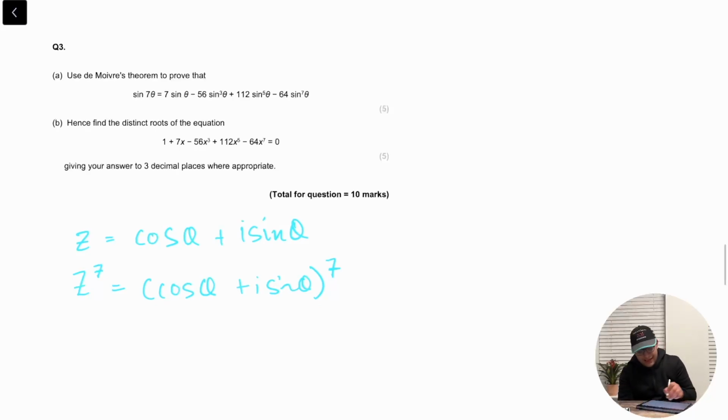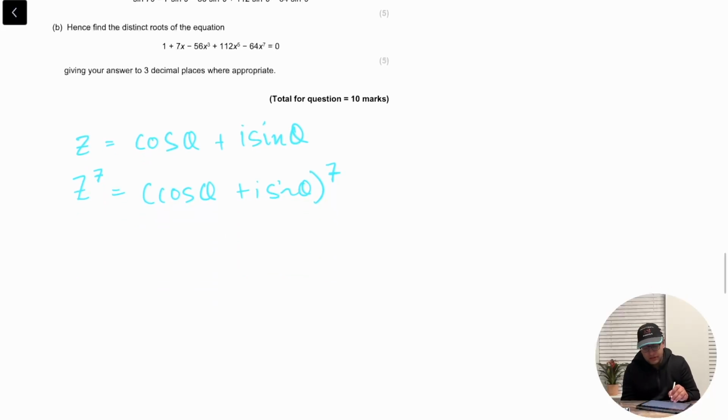So let's expand (cos theta + i sin theta) to the power of 7. There's two ways of doing this, and I'll teach you both. This is just a binomial expansion. The first term is obviously going to be cos 7 theta. Actually, let's make a key: C equals cos and S equals sine, because I can't be asked to write cos and sine every time. It's going to be a lot of them.